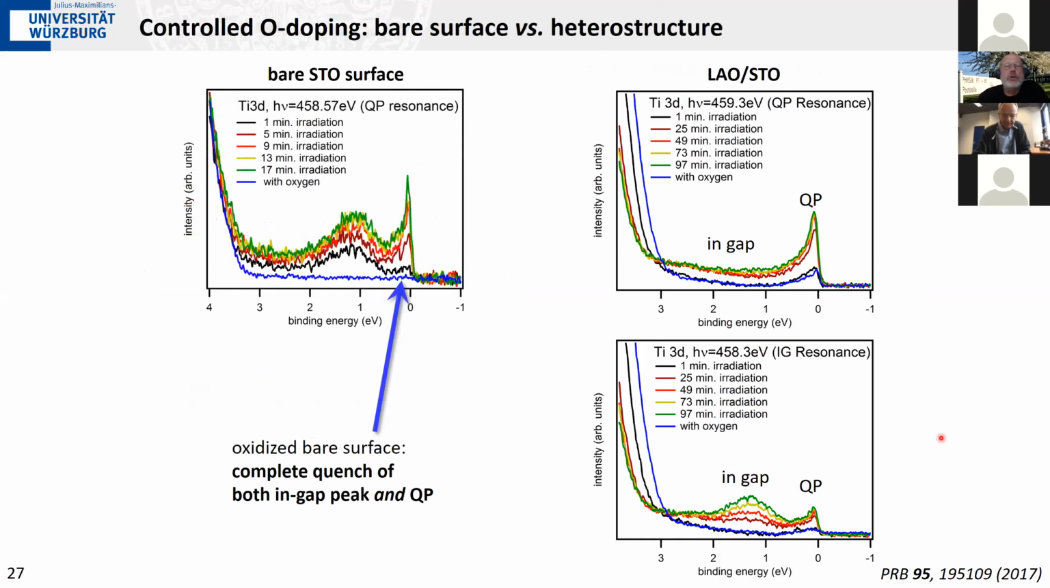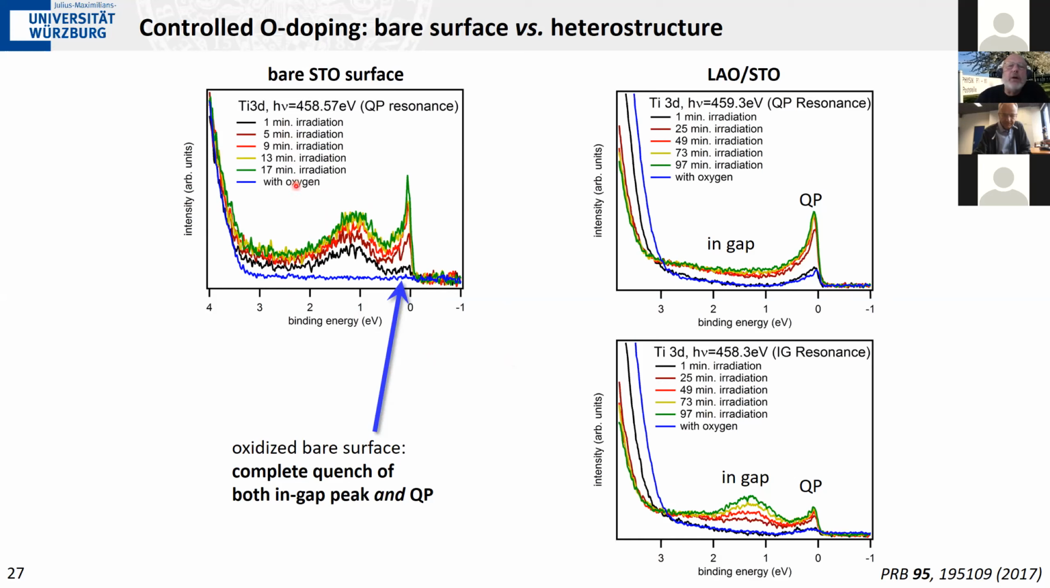This is very different to the bare STO surface. If you do the experiment on just a bare STO substrate with no LAO on the surface, you can start out with a spectrum where you have no intensity in the entire gap. So there is no quasi-particle, there is no in-gap state, because it's a band insulator with no carriers in it. Then with the hard X-ray beam, you create these oxygen vacancies, and you find that both the quasi-particle intensity as well as the in-gap state go up in intensity, just as we see it in the LAO-STO.